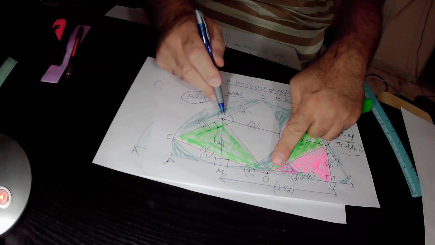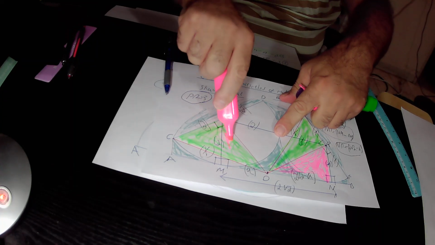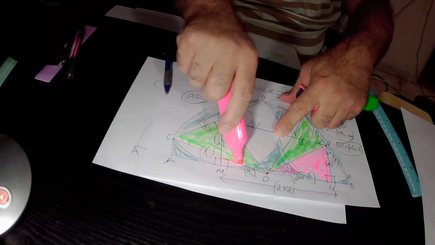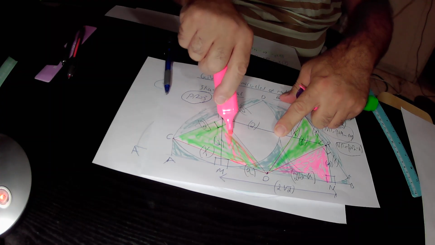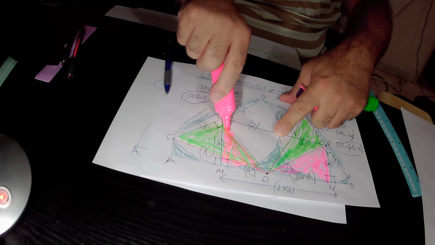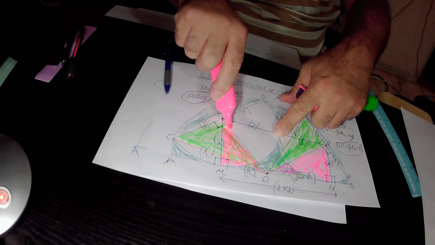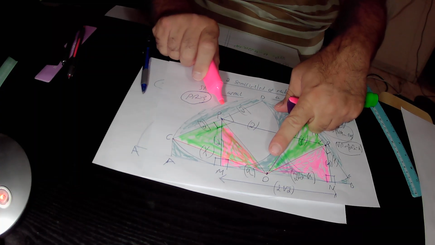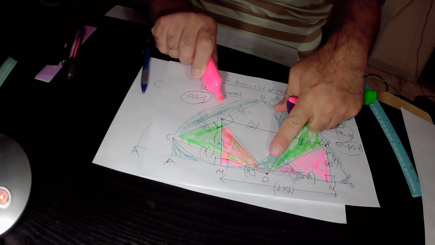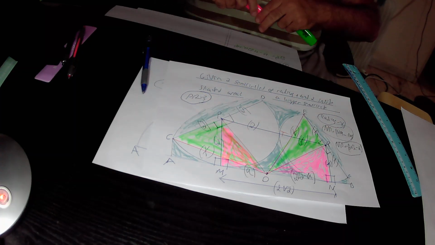is the hypotenuse of this pink triangle PMO. So we will implement the Pythagoras theorem on this pink triangle POM, and we get that according to the Pythagoras theorem, PO squared, this is the square of the hypotenuse of this pink triangle PMO, PO squared equals PM squared plus MO squared.